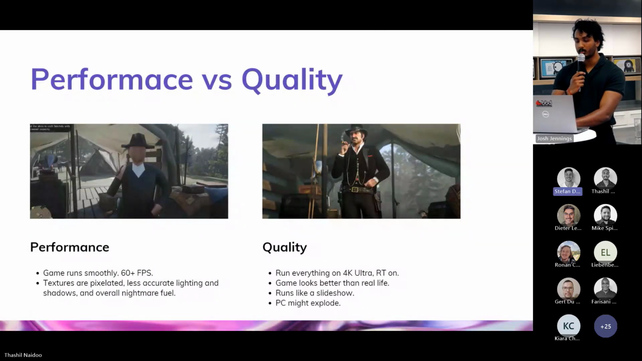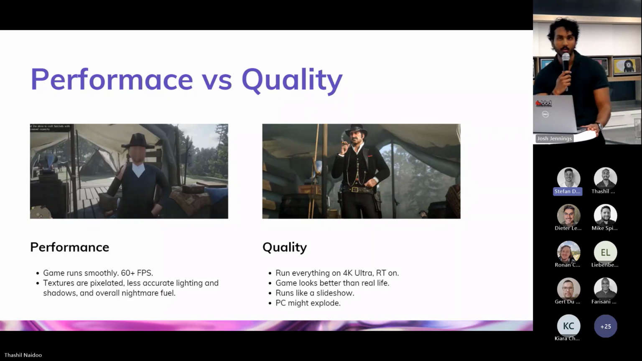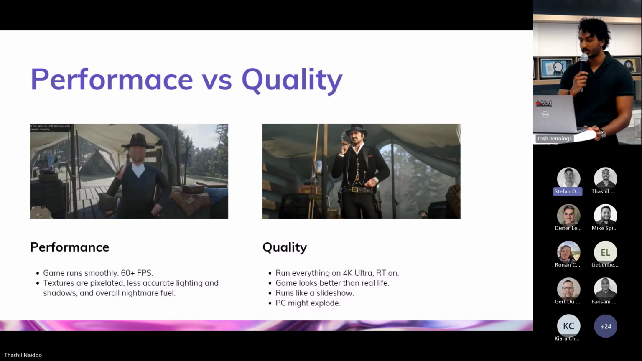So looking at performance versus quality. With performance, we have games running smoothly at around 60 frames per second. However, textures are pixelated, with less accurate lighting and shadows, and it overall looks kind of scary. Secondly, quality is everything: 4K, max settings. Games look much better, but unfortunately do not run as smoothly, and the PC might be under a lot more stress.